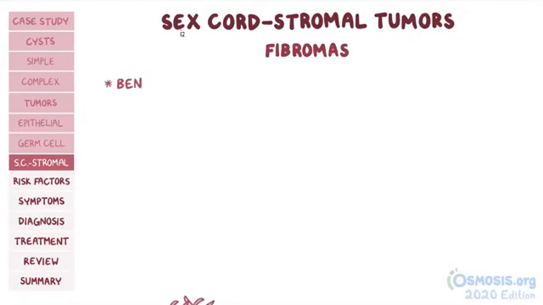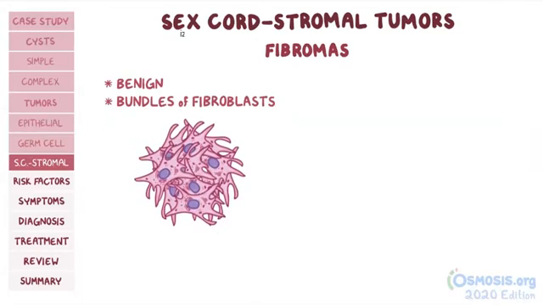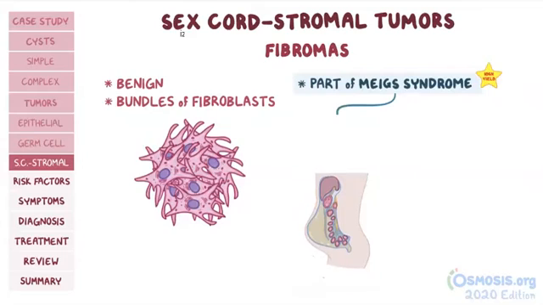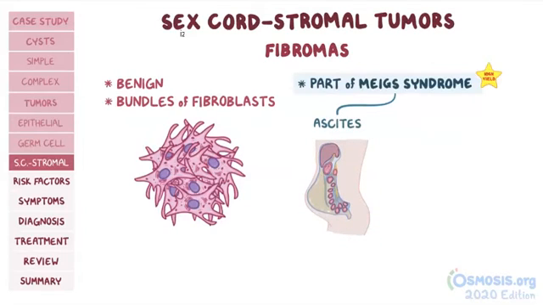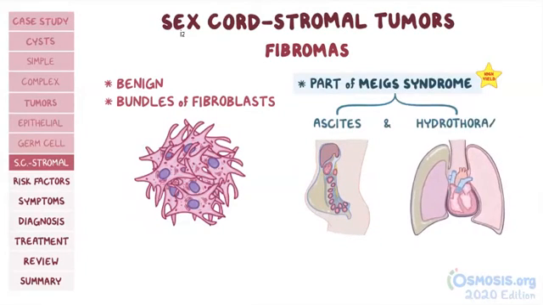Next, fibromas are benign tumors made of bundles of fibroblasts. The important thing to remember is that they are part of Meigs syndrome, which also includes ascites, or fluid in the abdomen or peritoneal cavity, and hydrothorax, which is fluid buildup in the chest or pleural cavity.